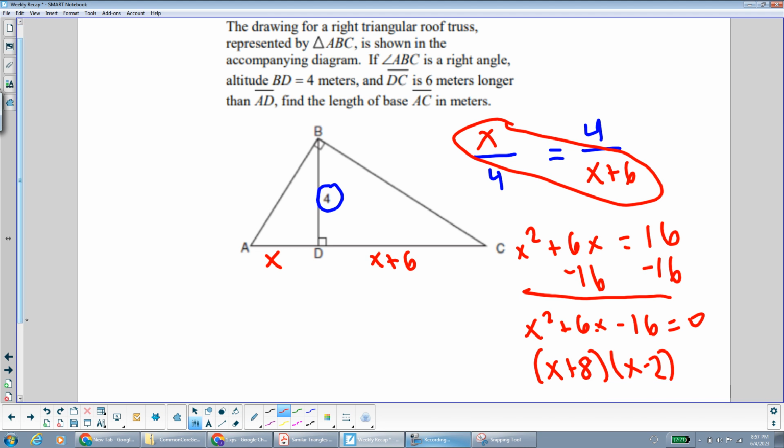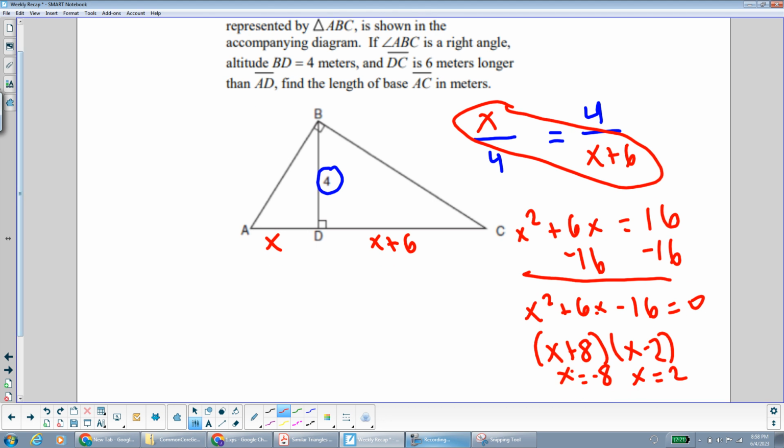So our two solutions here are x equals negative 8 and x equals 2. It doesn't make sense for our x value, which is a segment of a triangle, to be negative, because otherwise we wouldn't be able to see it in the picture. And often in geometry, since we're talking about real world objects, we often reject the negative.